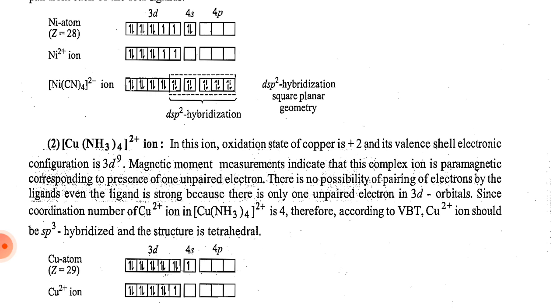In 3d, 8 electrons will be there, 4s and 4p will be empty. The [Ni(CN)4]2- ion will share 8 electrons and form dsp2 hybridization. dsp2 hybridization will form square planar geometry.